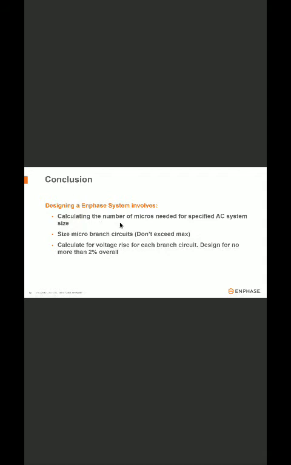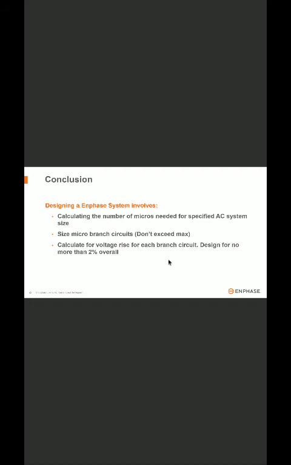designing part here, so first you need to calculate the number of micros needed for the specified AC system size, then size the microinverter branch circuits so they don't exceed the max, and then if you're designing for the commercial side, you should also consider the overall voltage rise and maintain it closer to 2%.